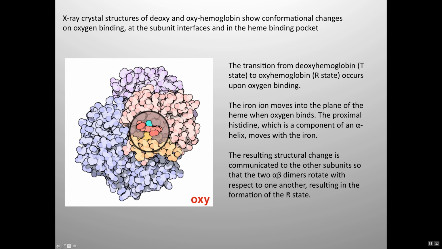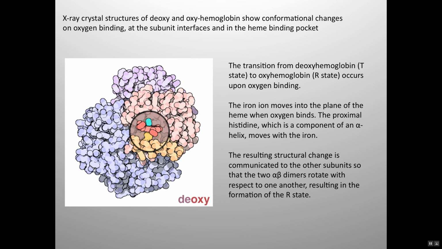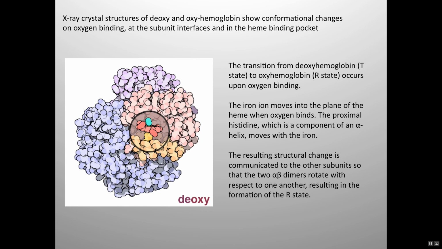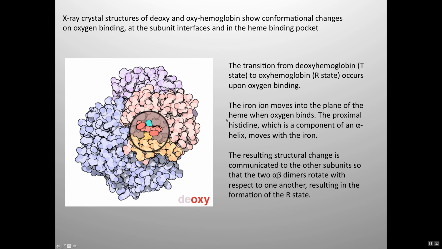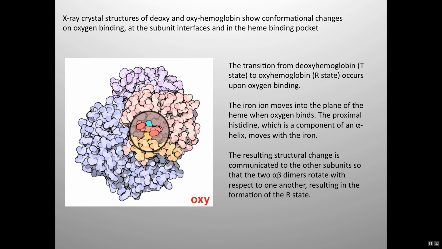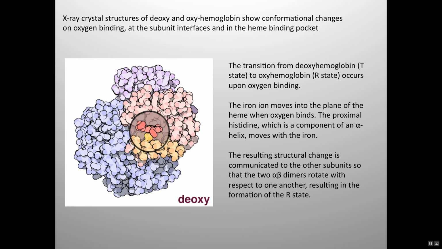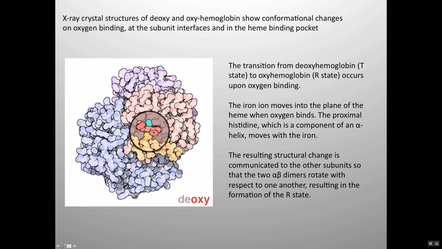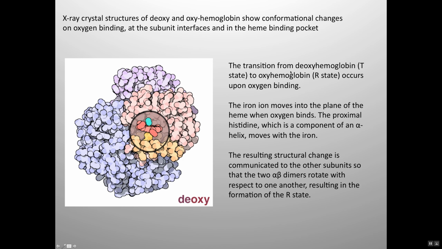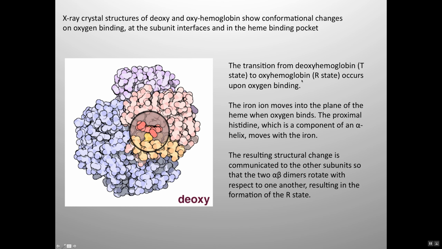Now we can see we have X-ray crystal structures for both deoxy and oxyhemoglobin, and these show conformational changes on oxygen binding at both the subunit interfaces and the heme binding pocket. What we mean by the subunit interfaces are the interfaces between these 4 protein chains. So where the 4 protein chains nuzzle up against each other, we call those the interfaces, but also in the heme binding pocket itself.